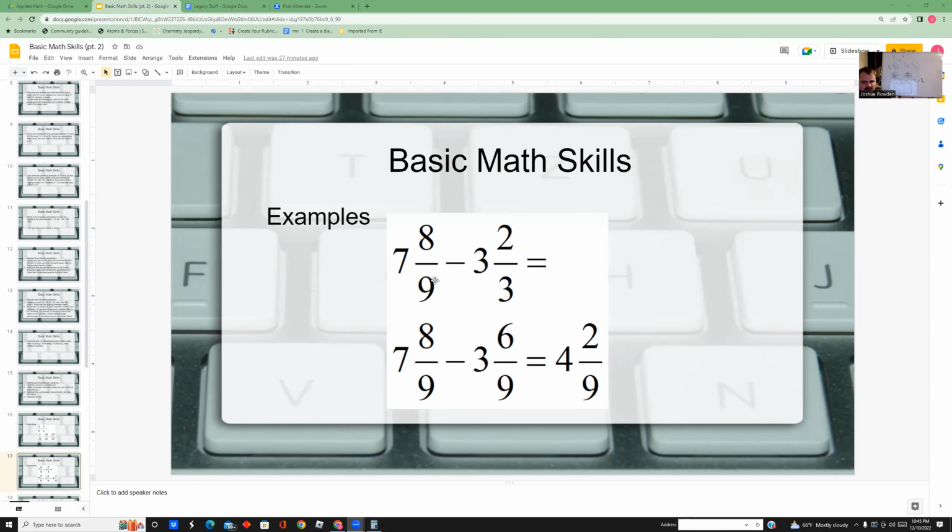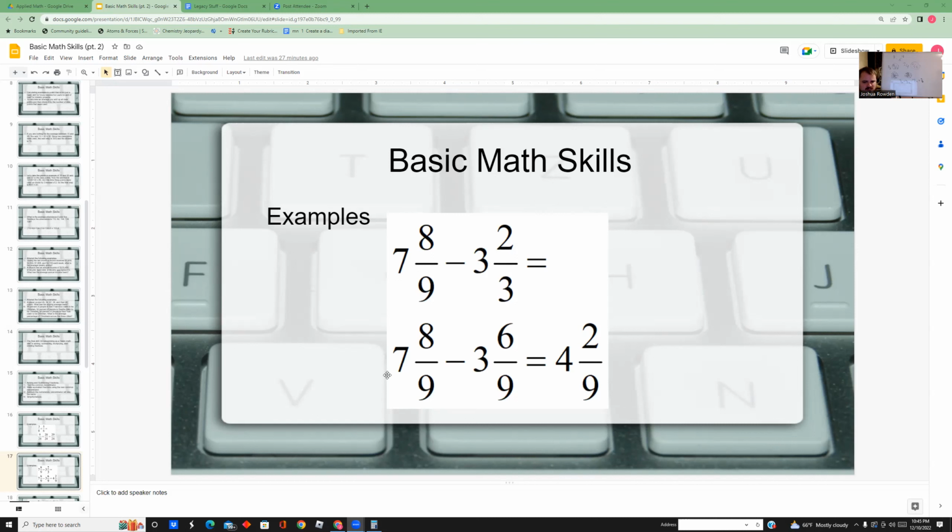Okay, 7 and 8/9 minus 3 and 2/3. So what about when we have a mixed fraction? It's not as bad as it may seem. What we're going to do is we're going to just ignore the whole number. So ignore the 7, ignore the 3, and let's get our fractions to have the same number on bottom. So just look at the bottom. We have a 9, we have a 3. What do they have in common? Well, they can both become 9.